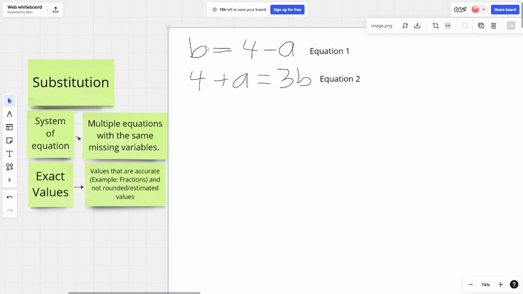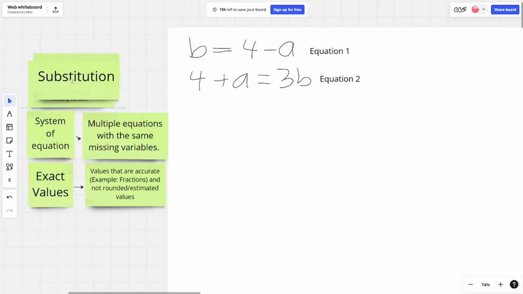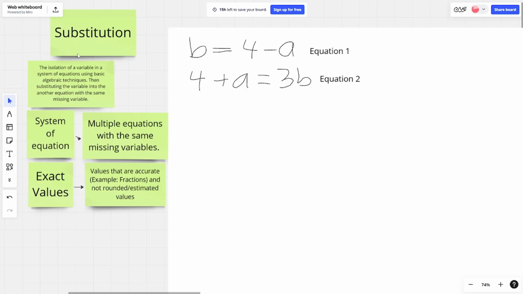Today we're going to be covering the substitution method and how to use it within our systems of equations. So what exactly is the substitution method? Well, the substitution method is the isolation of a variable in a system of equations using basic algebraic techniques, then substituting that isolated variable into another equation with the same missing variables. Now, a system of equations is essentially just multiple equations with the same missing variables. And then I'll get to exact values a bit later on.